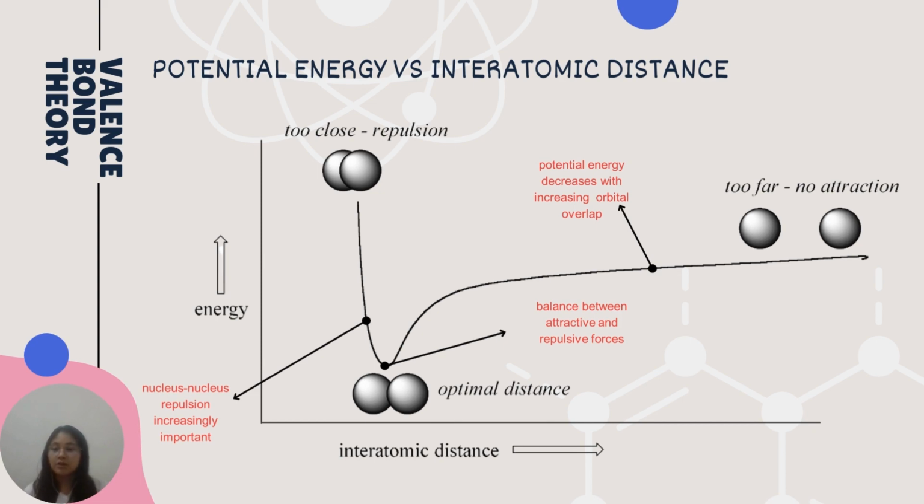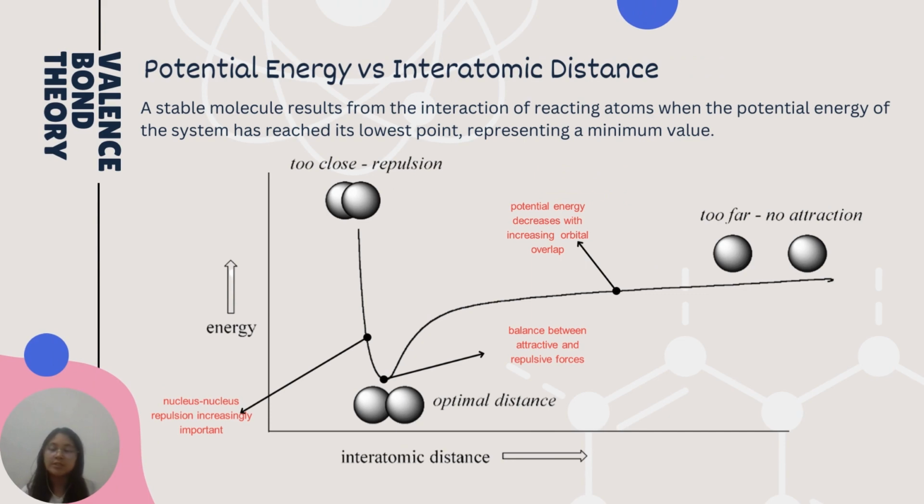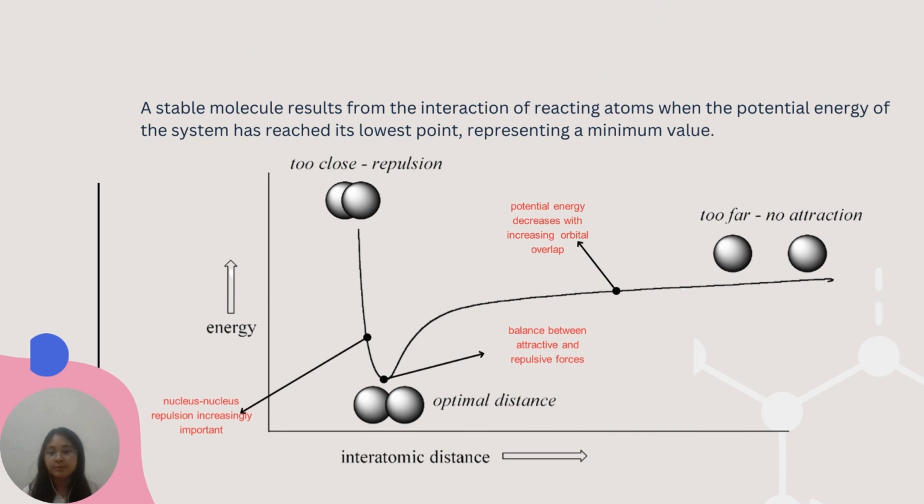According to the law of conservation of energy, the reduction in potential energy during H2 formation must be accompanied by the release of energy, as evidenced by the experimental observations where heat is emitted as an H2 molecule is formed from two H atoms, and conversely, to break an H-H bond, energy input is required. Thus, valence bond theory states that a stable molecule results from the interaction of reacting atoms when the potential energy of the system has reached its lowest point, representing a minimum value.